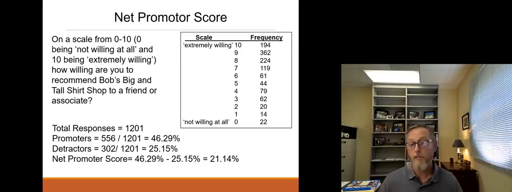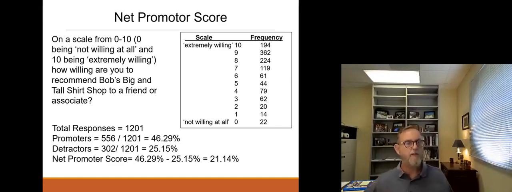The detractors are those who checked the boxes 0 through 6. That's 302, and they represent 25% of the respondents. So now to get the Net Promoter Score, the NPS is 46.29 minus 25.15. So our NPS is 21.14, and that is a percentage, because this is a percent. Now, you might just call it 21. And our goal, obviously, would be to grow that. We grow that by getting rid of detractors and increasing promoters.